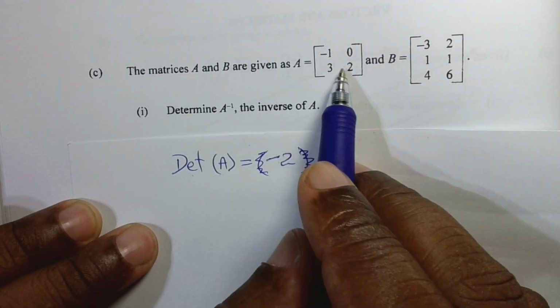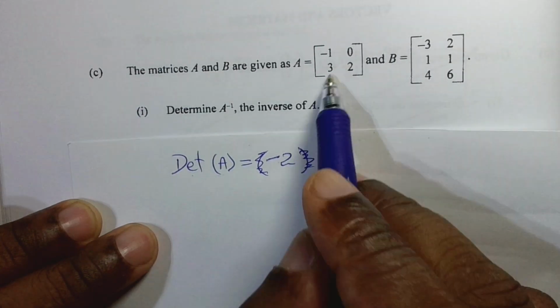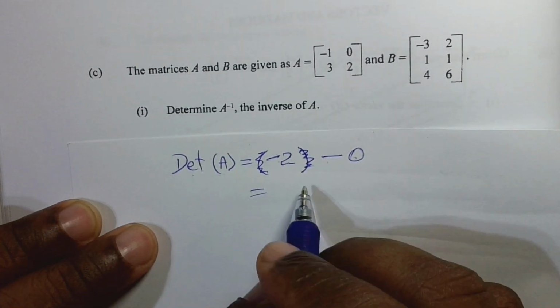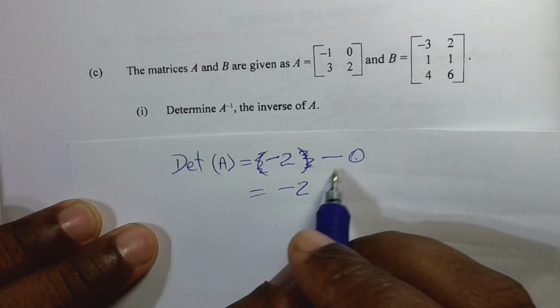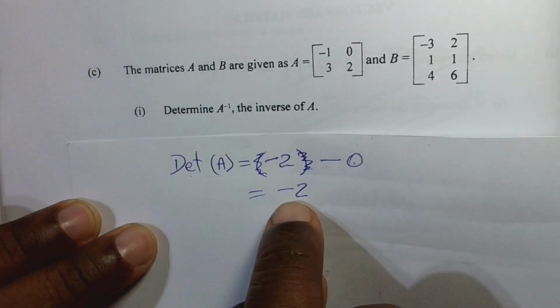So -1 times 2 is -2, minus 0 times 3, that's 0, and so -2 minus 0 is just still -2. When you add or subtract 0 from a quantity, it's still that same quantity. So the determinant is -2.